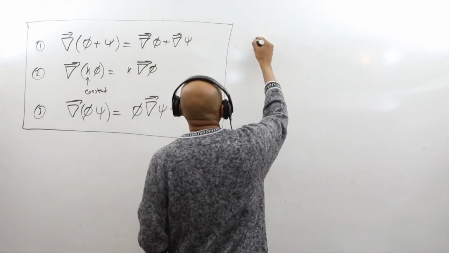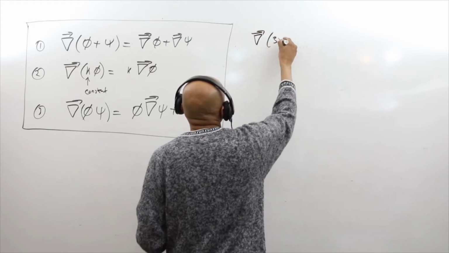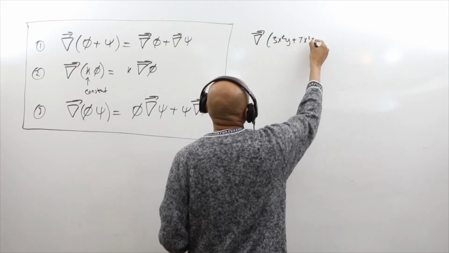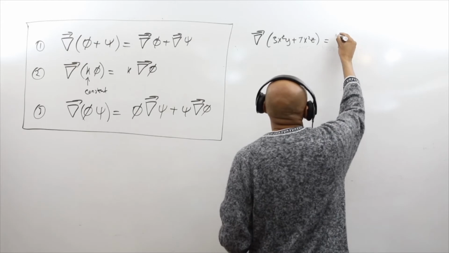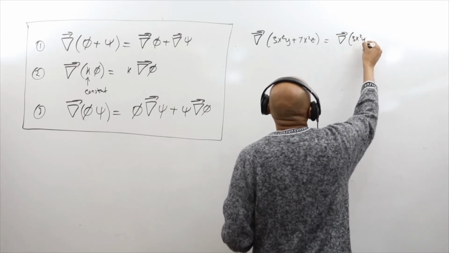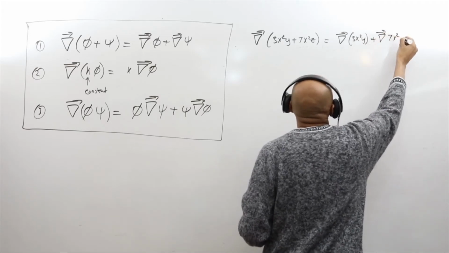So for example, if somebody says, what is the gradient of 3x squared y plus 7x squared z? You're going to say, well, it's basically the gradient of 3x squared y plus the gradient of 7x squared z.